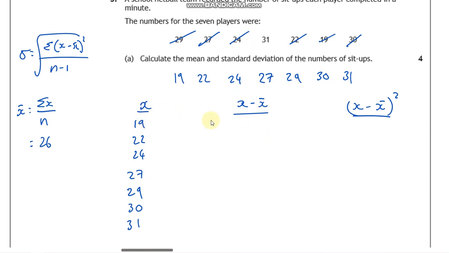So 19 take away 26, that's going to give me -7. 19 take away 22, it's going to give me -3. And then you don't have to keep writing if you don't want to. I just thought I'd start off doing that. 2, sorry, -2, sorry. No, just +2, sorry, +2.